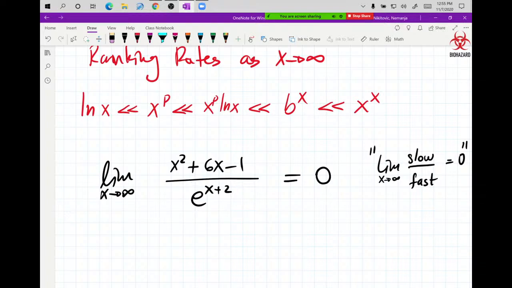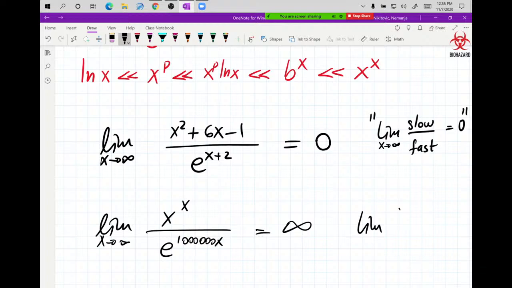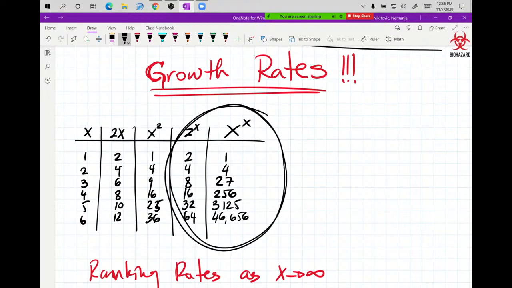If I take, let's say, limit x goes to infinity, and I take the boss, and I divide that by, let's say, e to 1 million x, this is still equal to infinity, because I have the limit of fast divided by slow. Now you'll say, whoa, hold up. You're not going to label exponential function as slow. Oh yeah, I am, with respect to the boss.